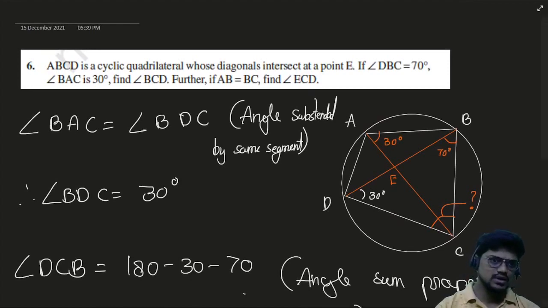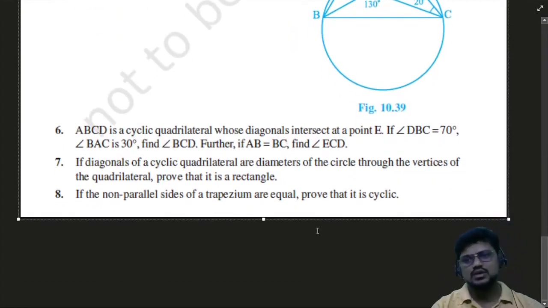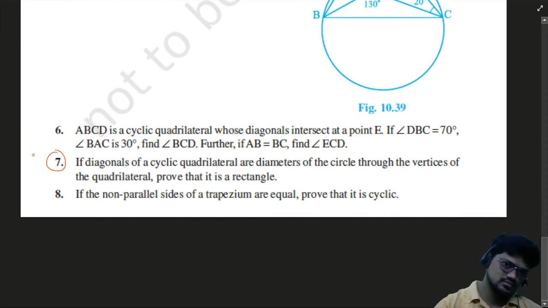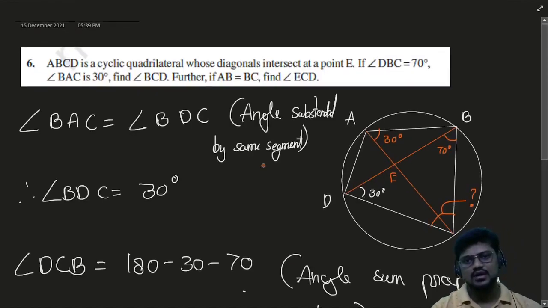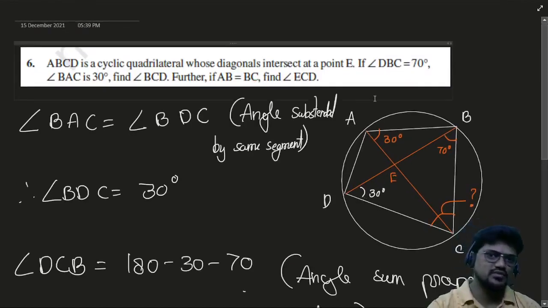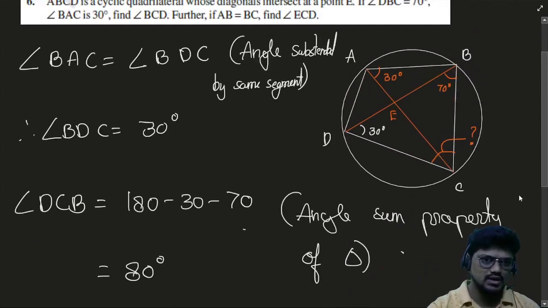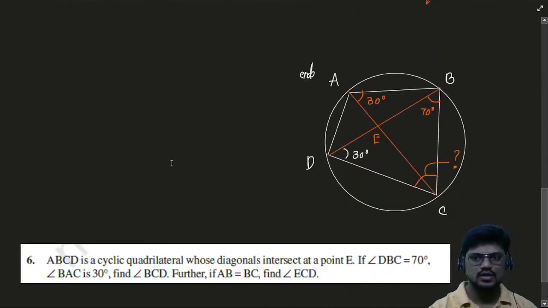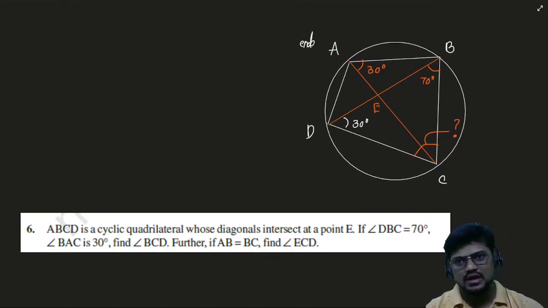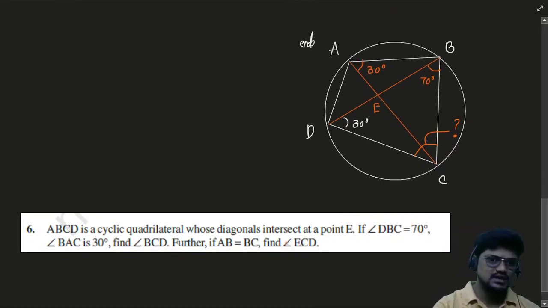Okay. Now we'll go to the next question. Sir, that one part was remaining. Okay, right, one part is remaining. Now further, if AB is equal to BC, then find angle ECD. Let me take this diagram first. ABCD is a cyclic quadrilateral whose diagonals intersect at point E, and this they have given. And now if AB is equal to BC, that means if this side is equal to this side, then find angle ECD.